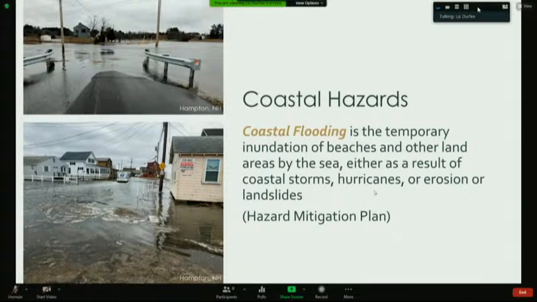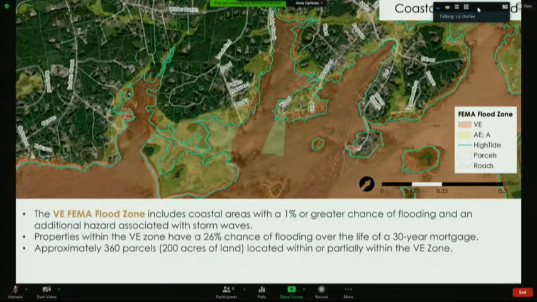So the hazard mitigation plan does have a definition for coastal flooding, which is the temporary inundation of beaches and other land areas by the sea, either as a result of coastal storms, hurricanes, or erosion or landslides. And I included a map that shows a couple different FEMA flood zones, and these are the 2017 preliminary flood zones. Basically the 100-year floodplain, and then the VE zone is the zone that includes storm surge, essentially the added hazard of storm waves. And the green line there is just included as a reference to show where the normal high tide level is.